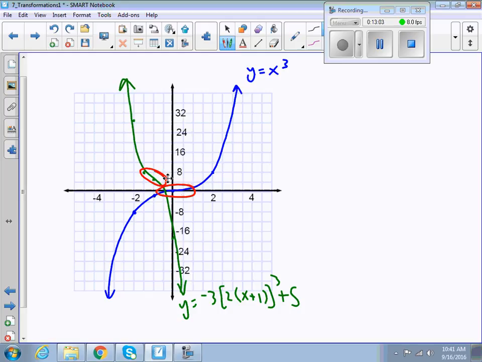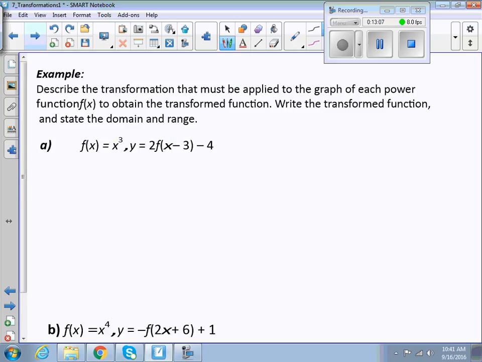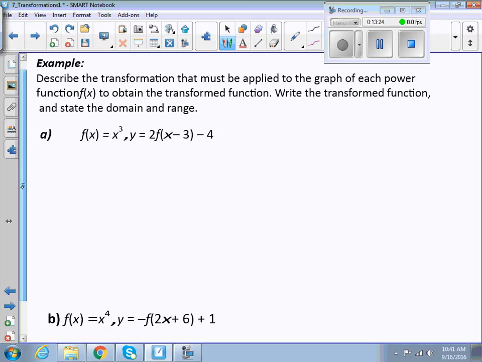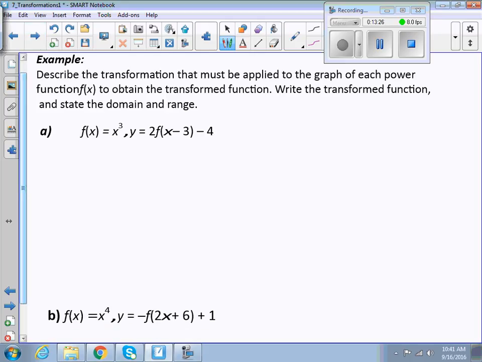So now let's get some other examples and get the actual equation. The example says: describe the transformation that must be applied to the graph of each power function f of x to obtain the transformed function. Write the transformed function and state the domain and range. Okay, so I'm going to do part A as an example, and then you can do part B yourselves, and then you will check the answers.